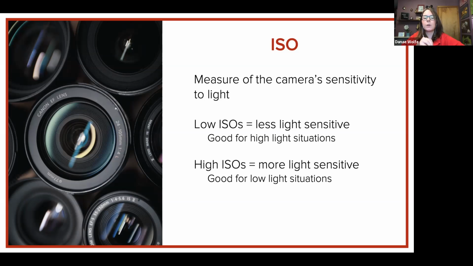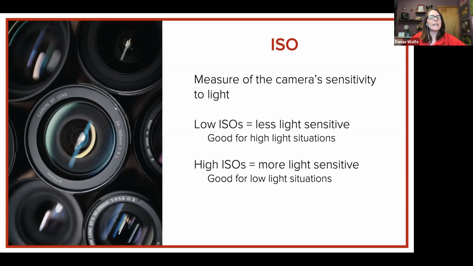So if you have a really low ISO, this is good for really high light situations. A low ISO means that your sensor is less sensitive to light. So if I'm shooting something in broad daylight, it's super sunny, I have no issue with lighting conditions, I'm going to shoot at the lowest ISO possible.